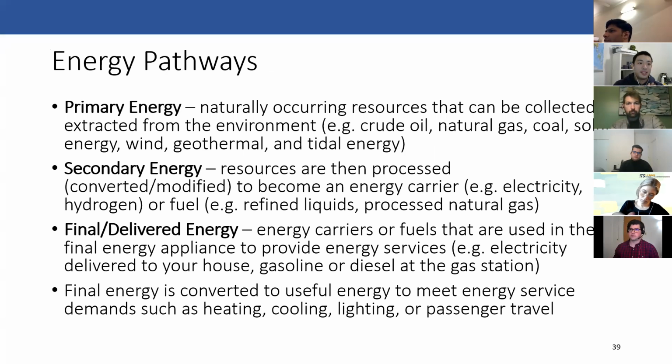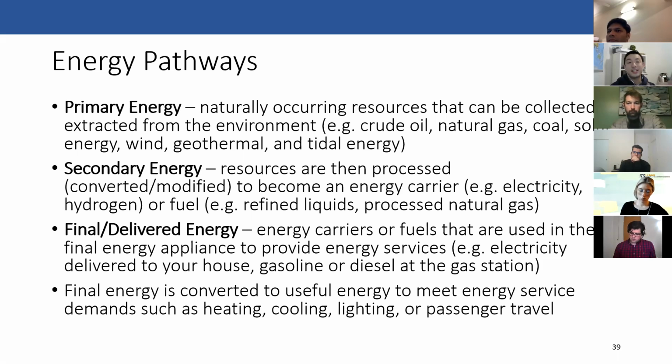Okay. So energy pathways, we're going to tie this back into our discussion about energy efficiency in a second. But this relates to some of the concepts that I've been alluding to a few times throughout the lecture, and here I'm just trying to formalize it. The primary energy is a naturally occurring resource that you can collect or extract from the environment. And so what are examples of this? So crude oil, natural gas, coal, solar. These are all things that we are getting directly from the environment.